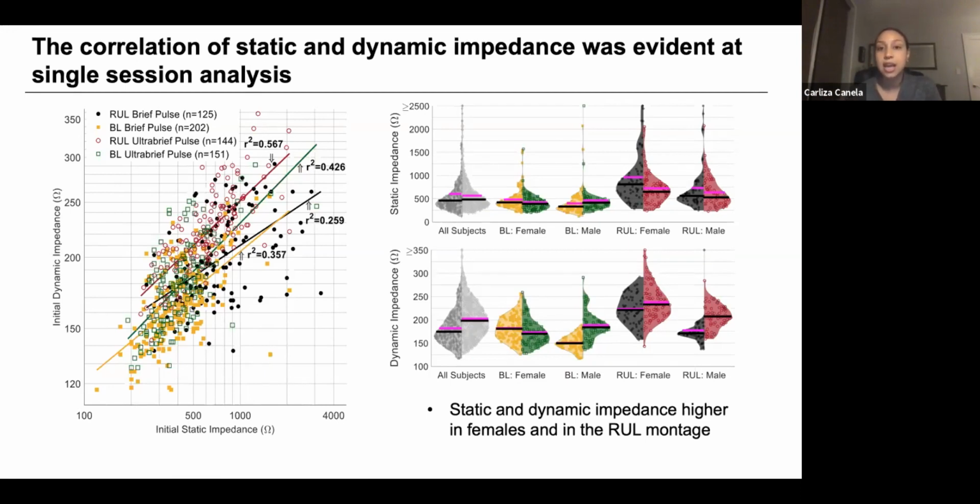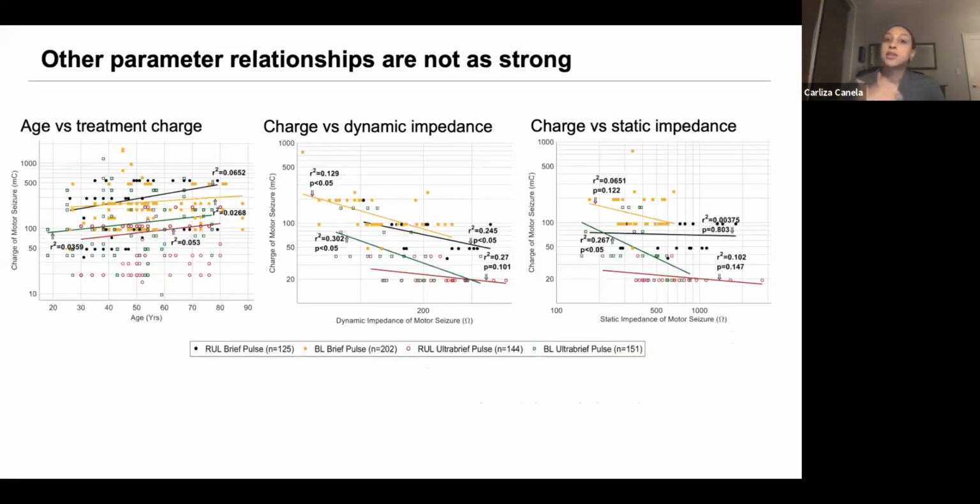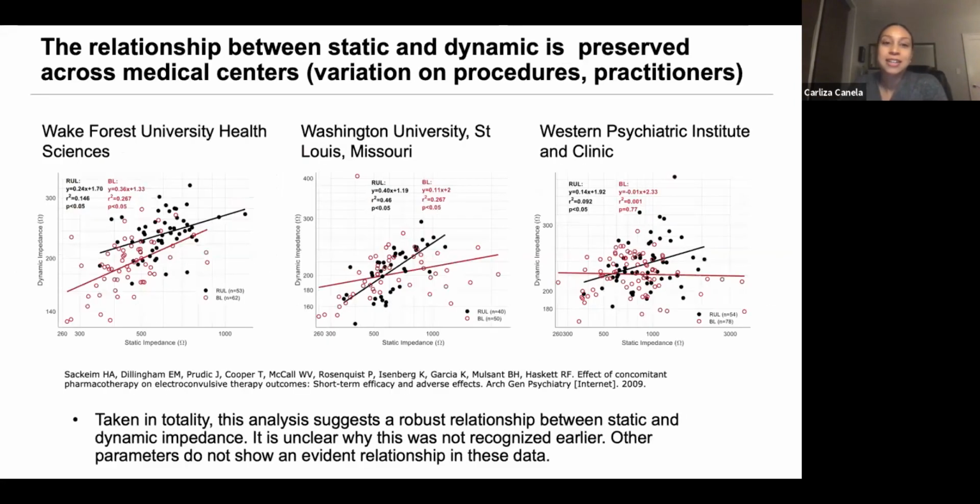We also looked at the data and its distribution among different subsets within the entire data group. We compared RUL to BL, and we compared females to males, and we found that RUL tends to have higher impedance both in static and dynamic, and females tend to have a higher impedance when compared to males. Then we also looked at all the other parameters, and we found fairly weak relationships in the things that had been highlighted by some of the past literature. I don't think there's very much to say about that, so I'm going to move on.